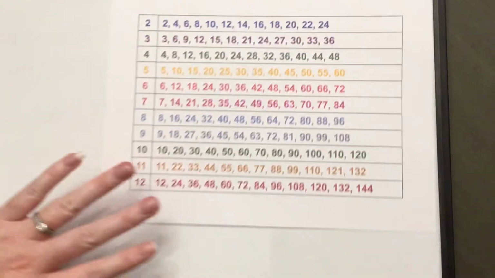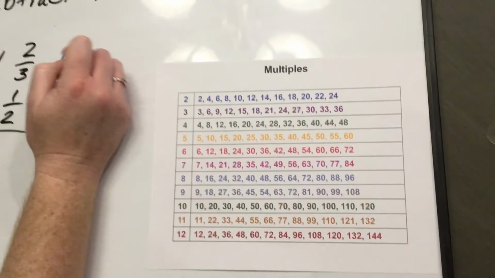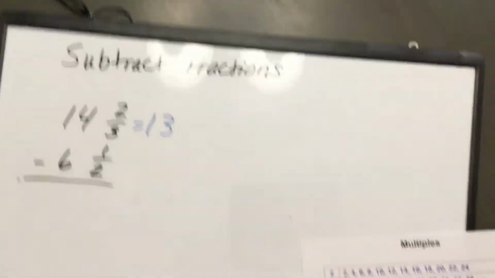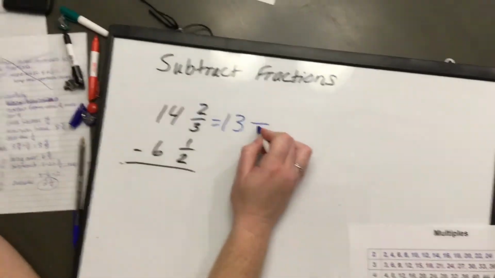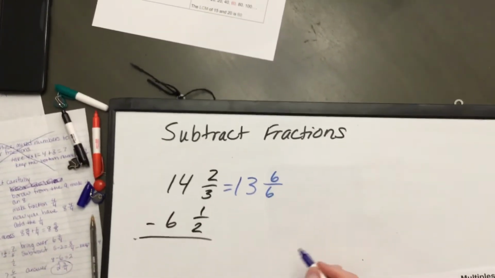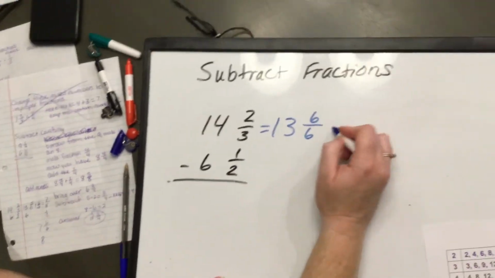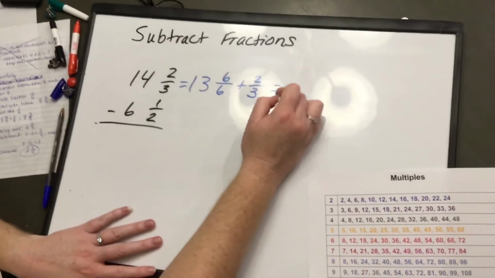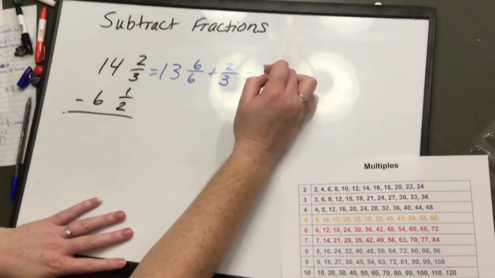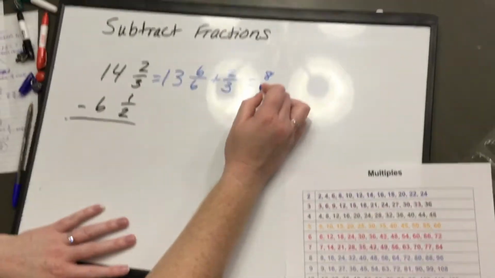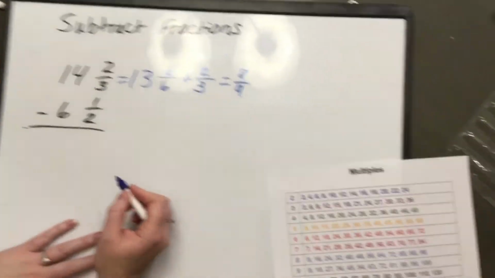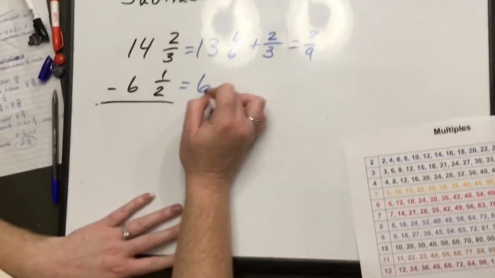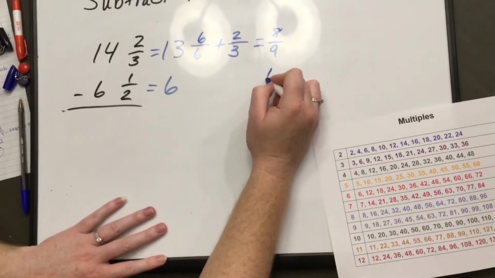So, what we do is go ahead and make a 13. We make our whole fraction. Now we add our original fraction. 6 plus 2 is 8. 6 plus 3 is 9. Now we bring over our bottom 6 over here, and now we bring over our half.